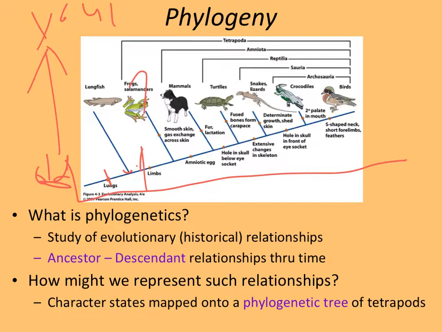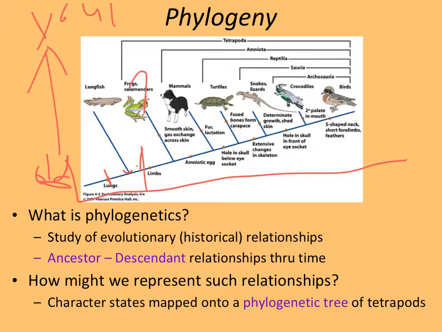Here, for lizards and snakes: determinate growth, and they shed their skin. Those are the things that lizards and snakes have that none of the others have. Here, a hole in the skull in front of the eye socket. So, crocodiles and birds. Crocodiles also have, by the way, a four-chambered heart. Birds also have a four-chambered heart. And they have that because their common ancestor had a four-chambered heart.